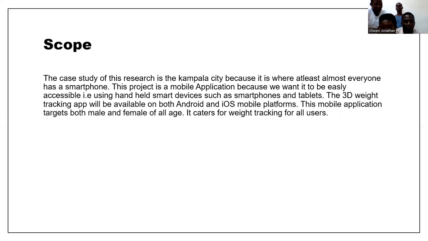Under the scope of the project, the case study of the research is Kampala city, because almost everyone there has a smartphone. The project is a mobile application because we want it to be easily accessible, that is, using handheld devices like smartphones and tablets. The 3D weight tracking app will be available for both Android and iOS mobile platforms. This mobile application targets both male and female people, of all ages, and it caters for weight tracking of all users.